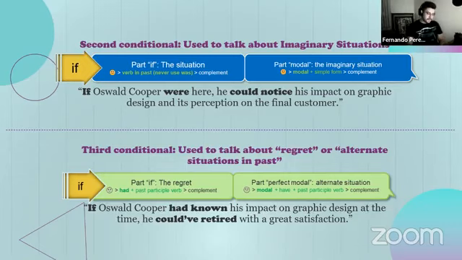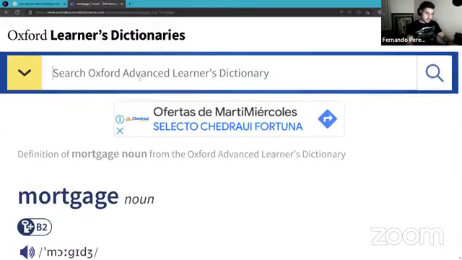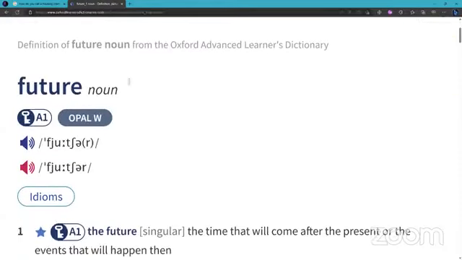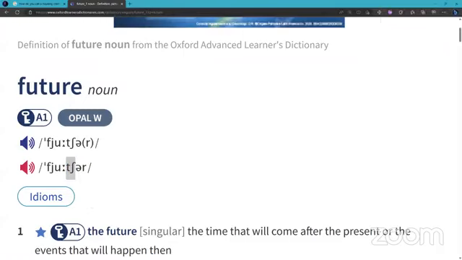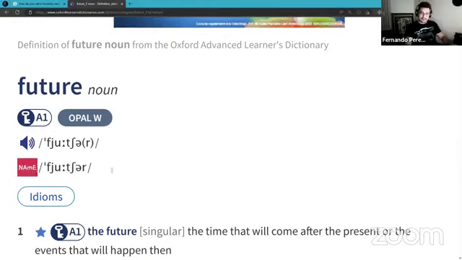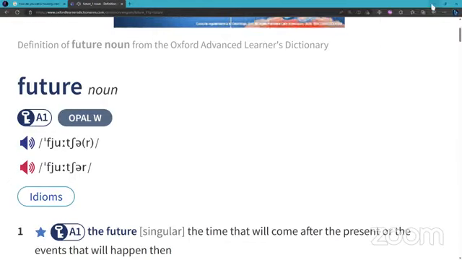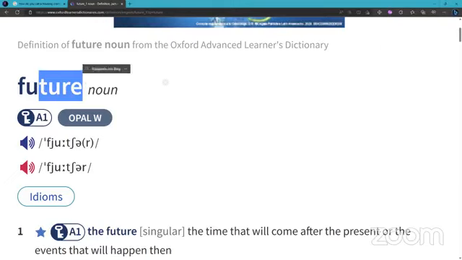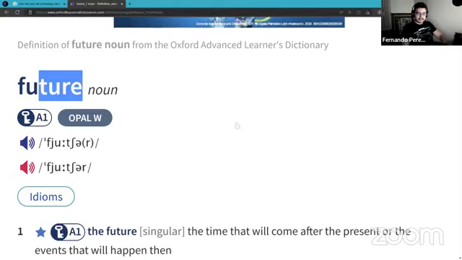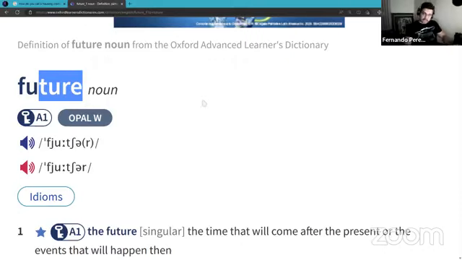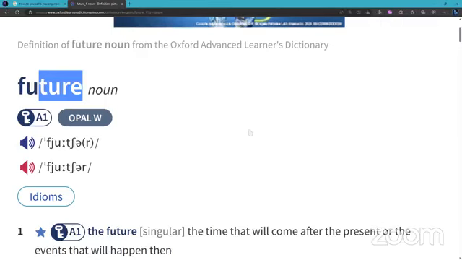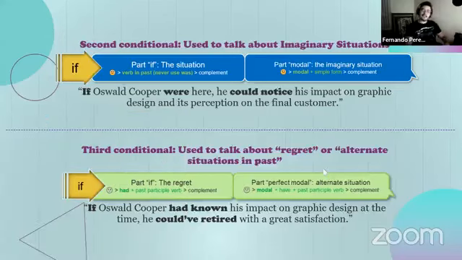Watch out for your word, future. Future, chur. Exactly. All the words that end in T-U-R-E are pronounced with chur. Architecture, future. Okay, I like it.